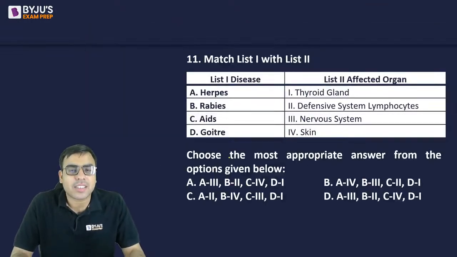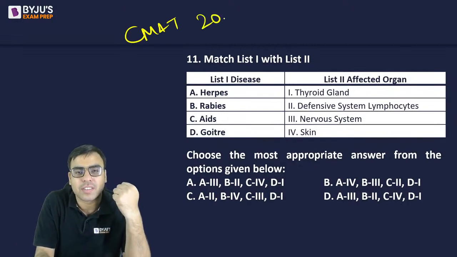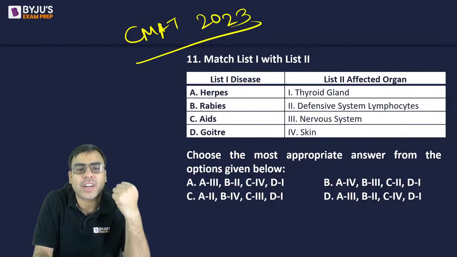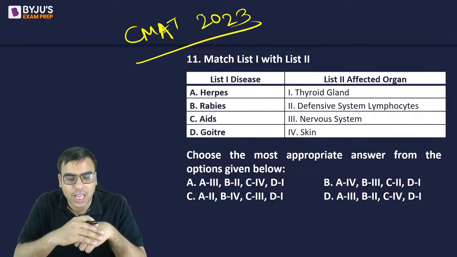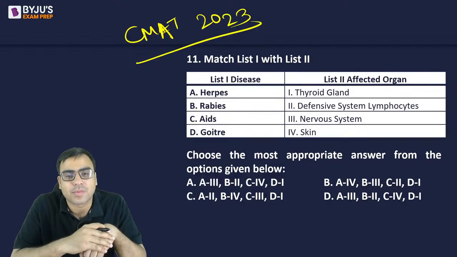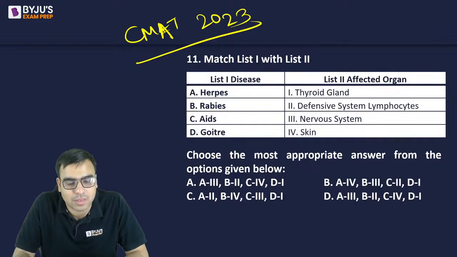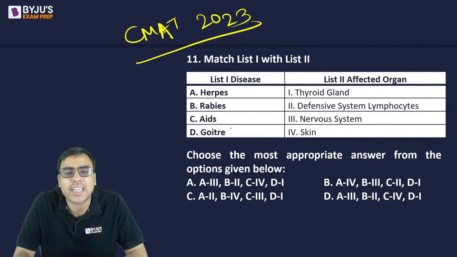The next is, yes, this question actually is a CMAT last year question in 2023. So please match the following. I'm waiting for the answers. आप मैच करके बताओ what is the right answer. So on the left side you will find diseases, on the right side you have the affected organ, and you have to match the following in such a way that you reach the correct option.